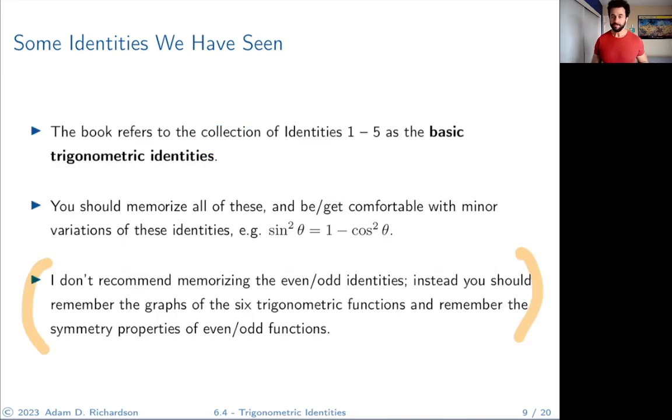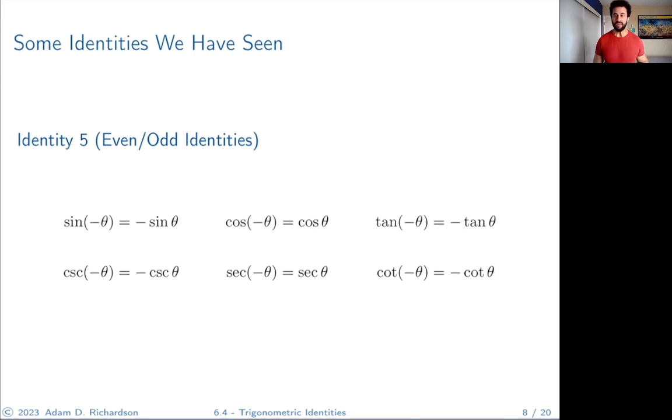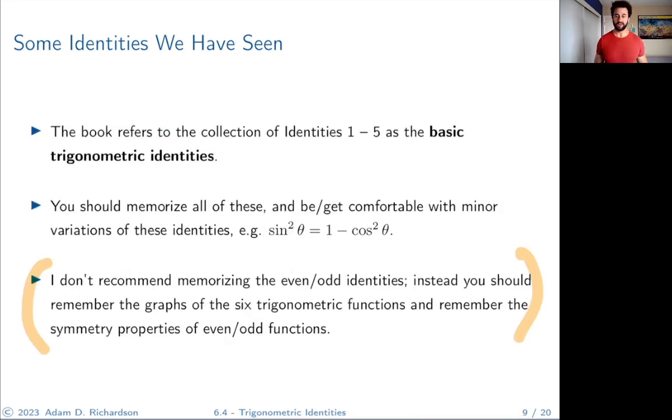But that takes time. The book refers to the identities 1 through 5 via the list that we just saw. It refers to these as the basic trigonometric identities. So just in general, I would say that you do need to memorize all of those, and you should also get comfortable with minor variations of those identities. So for example, the Pythagorean identity, you can rewrite like so: sine squared theta equals 1 minus cosine squared theta.